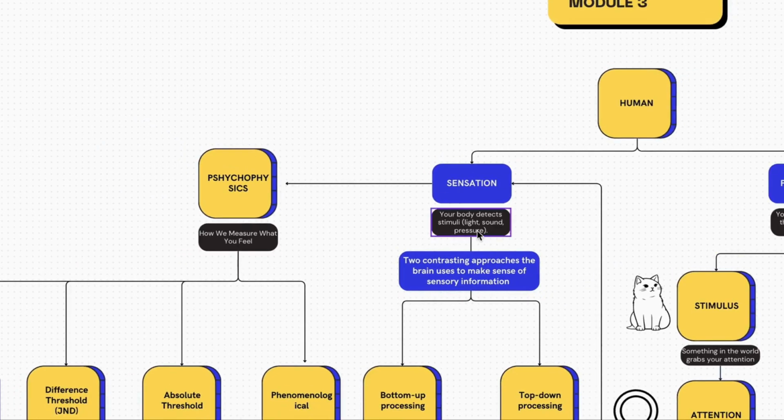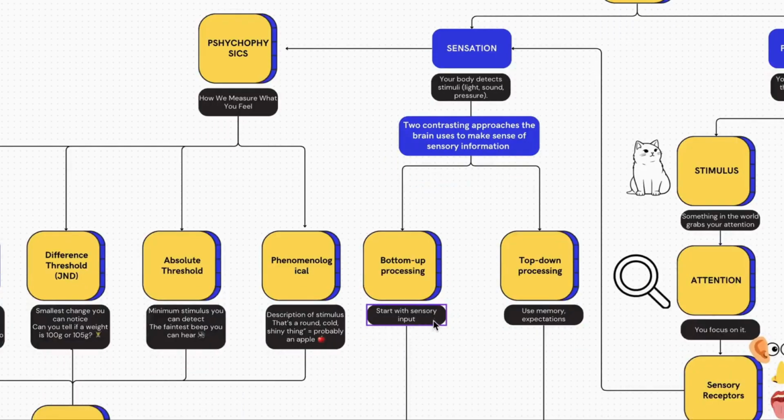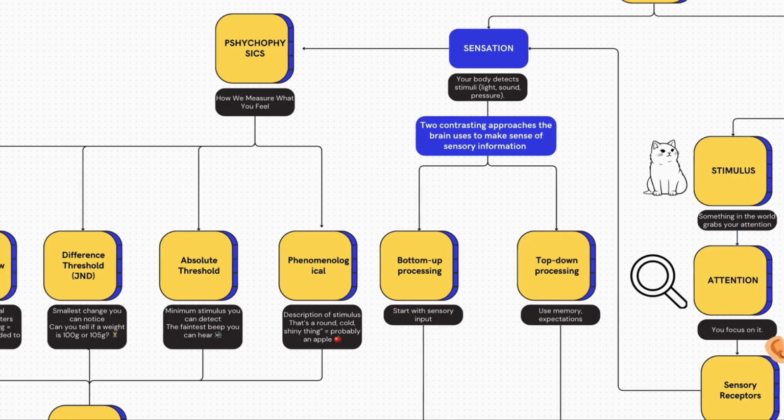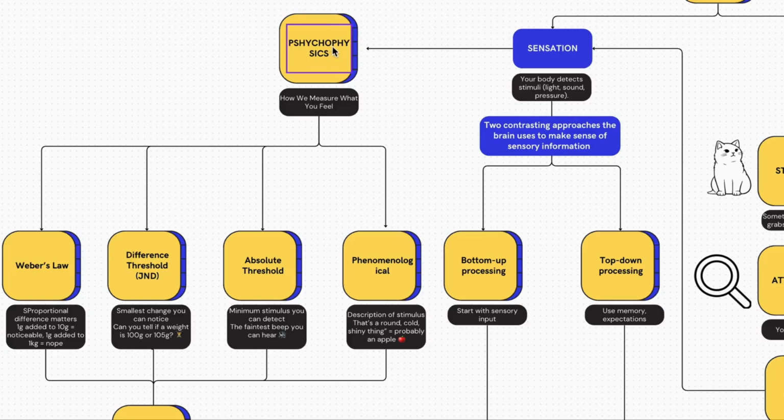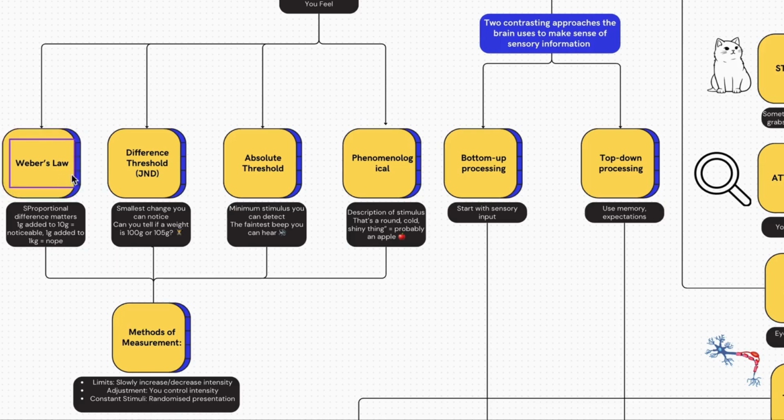Welcome to Module 3. We will learn about sensation and perception. Sensation is when your body detects stimuli like light, sound, pressure, and different things. There are two contrasting approaches the brain uses to make sense of sensory information. Bottom-up processing basically starts with sensory input. Top-down processing uses memories and expectations. Sensation can be measured, and this is called psychophysics, and there are different methods you can use. One is Weber's law.